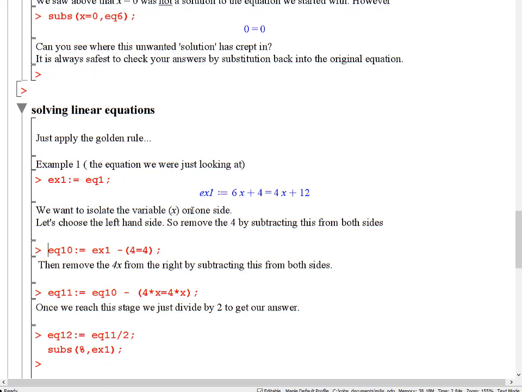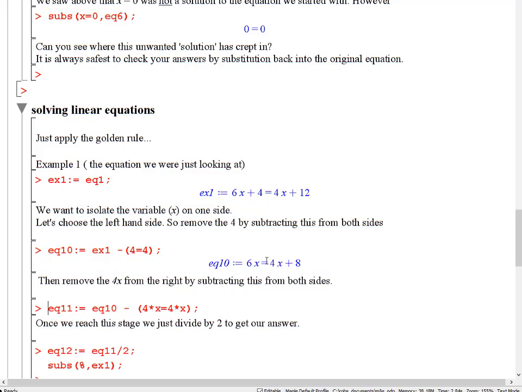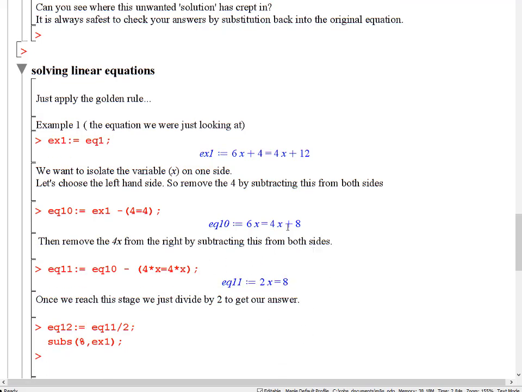So let us choose the left hand side. If I choose the left, I want to remove this 4 here. So I can subtract 4 from both sides like this. So according to the golden rule, the answer is still the same. Now I can remove this from here by subtracting 4x from both sides. Like that. Again, the answer should be the same. And finally, just divide by 2 and you get the answer.